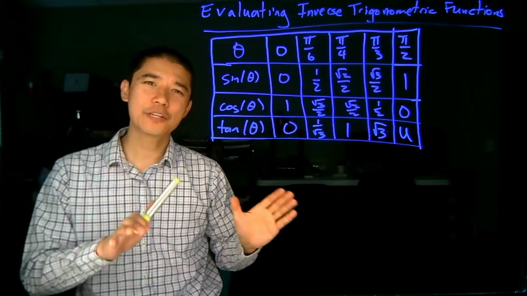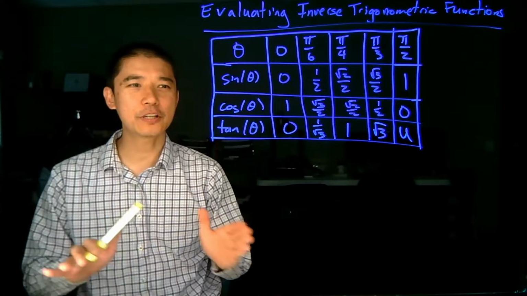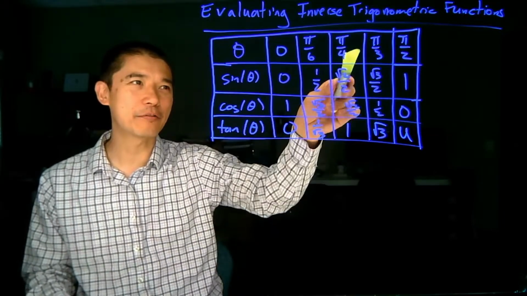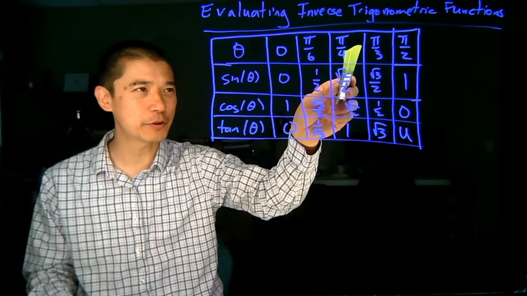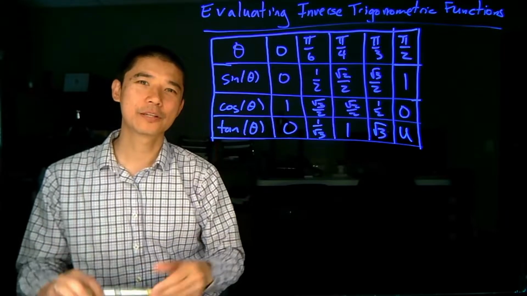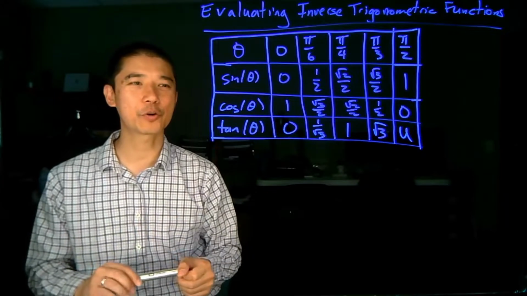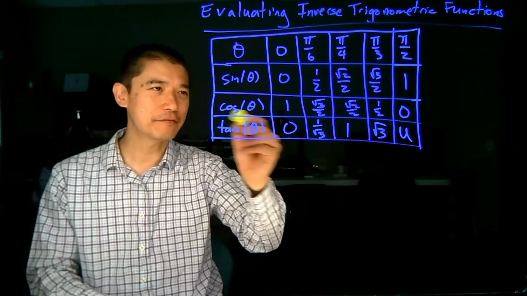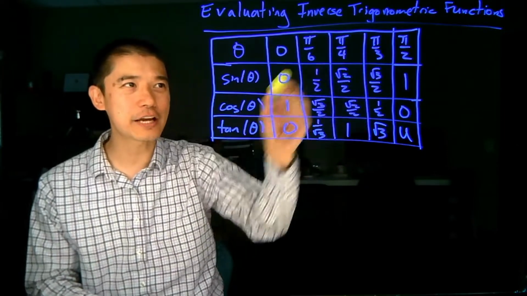Okay, so evaluating the inverse trig function. Basically, we're going to use this same table of values, but we're going to use it in the opposite direction. In the past, we would say, okay, we have an angle like pi over 4, and we want cosine of pi over 4. So we look at pi over 4, look at the cosine row. That's going to be square root of 2 over 2. Since we're doing an inverse function, we're going to do this backwards. You're going to be given a value. You're going to find it on the chart, and then you're going to use that to look up an angle.